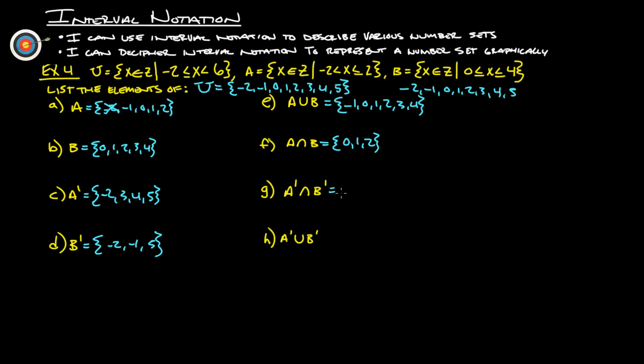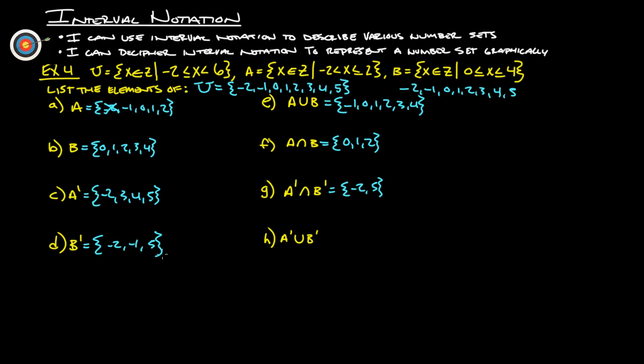Now we want to figure out what A prime intersect B prime is. So we have A prime and we have B prime, and this intersection again means what do they have in common? They have -2 and 5 in common. So that would be the answer for this one, -2 and 5.